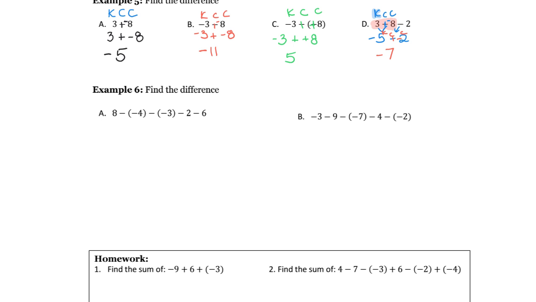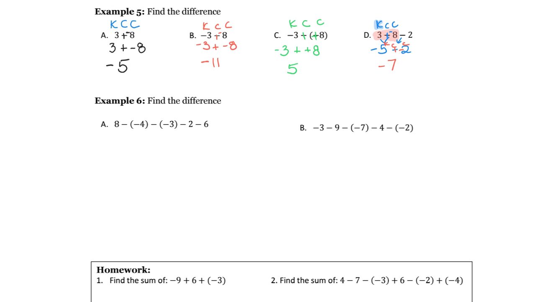So let's do this first one. Keep, change, change, plus. 8 plus 4 is, they're the same sign, so we add and keep. It's 12 and it stays positive. Now we have minus and -3, -2, -6.